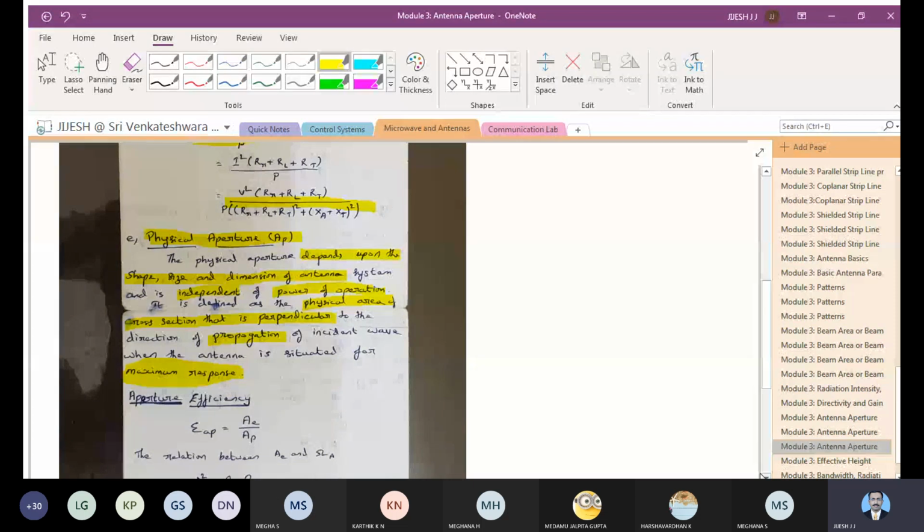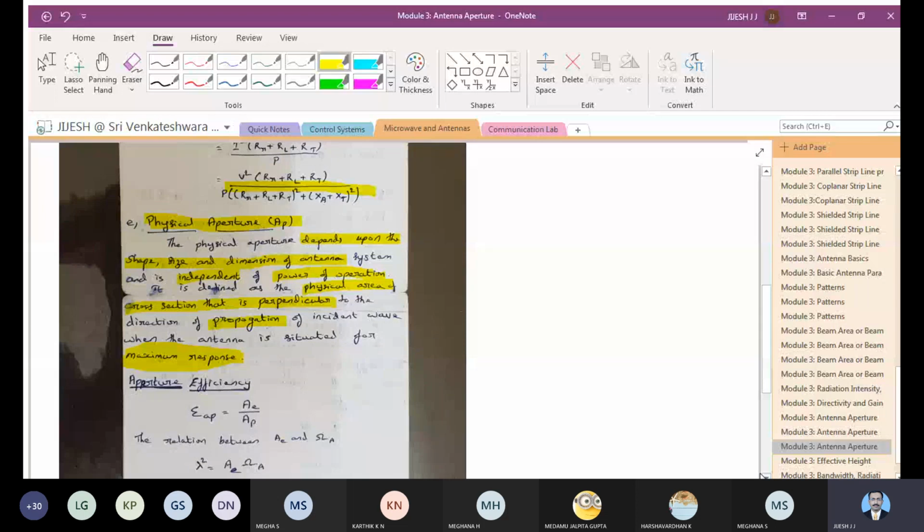So you need to know the interrelationship of each component, and you should be able to justify that. We may sometimes go with the beam area, beam solid angle, all those things we'll be finding out. There are interrelationships of all these parameters, and by knowing one of the parameters, you can do the calculation for the other parameter. So let us see that.